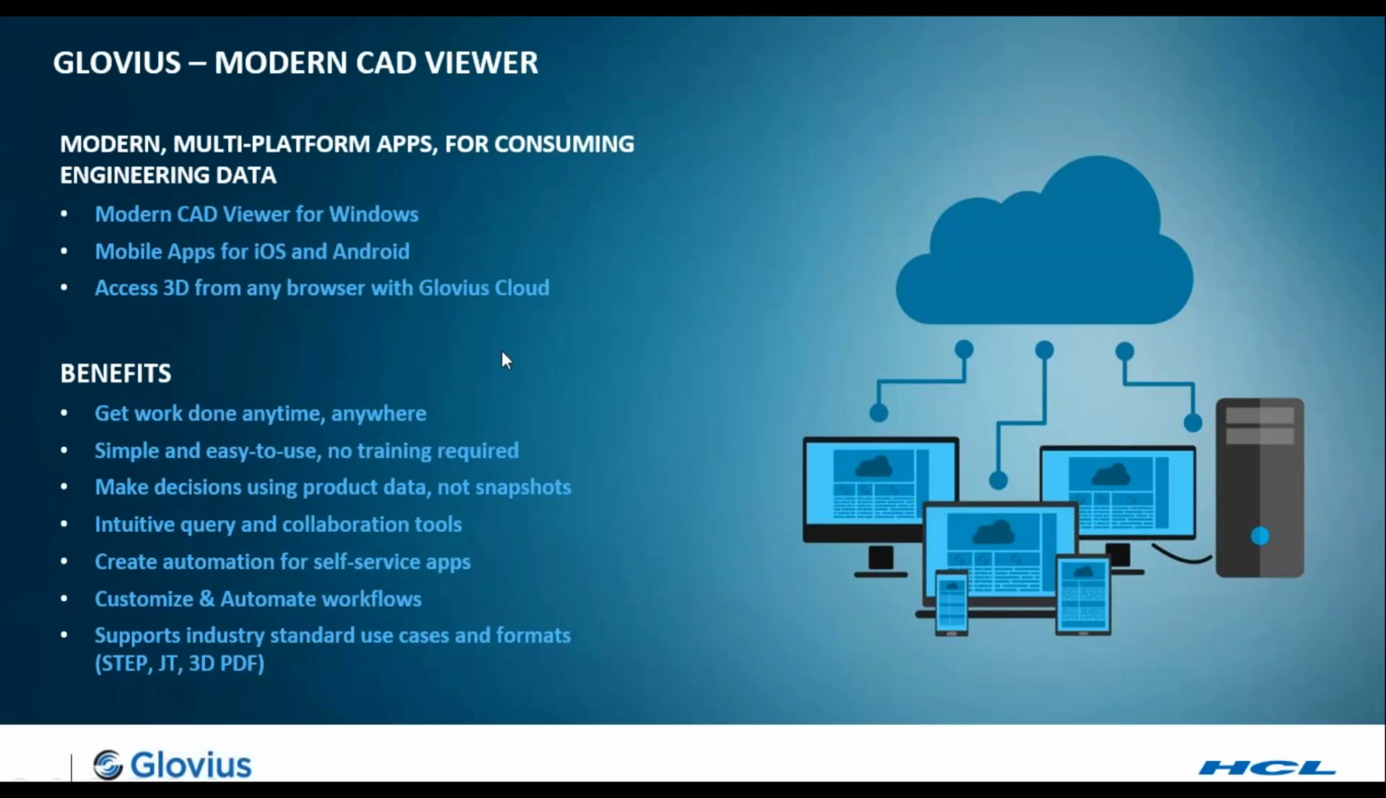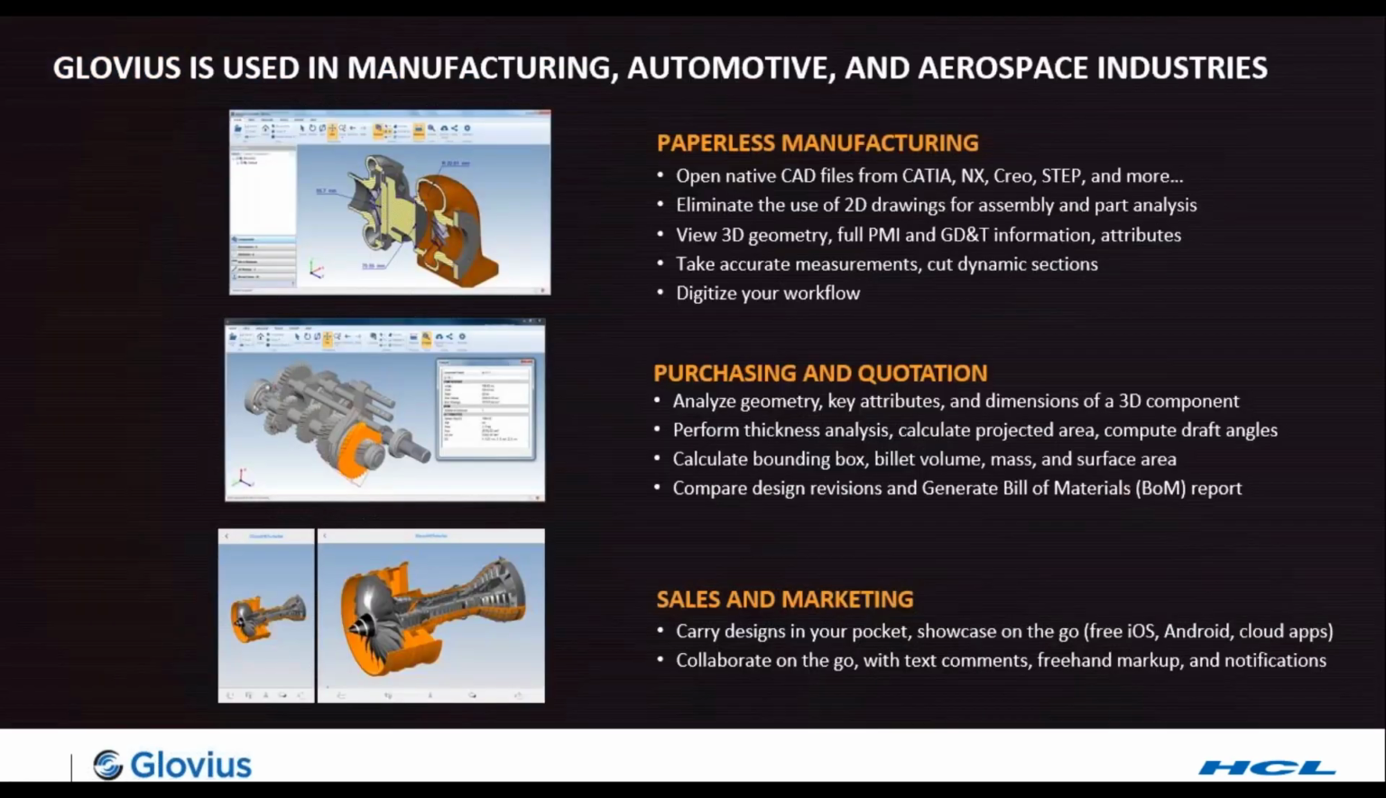So a majority of our users are from manufacturing, automotive, and aerospace industries. At a broad level, they use Glovius as a default application to view the different types of 3D design data that they receive and work upon, either from their OEMs or their suppliers. Leverage the inbuilt tools that are available in Glovius for part and assembly analysis and collaborate on the go. Our real-time notification system helps them stay connected with their teams and directly collaborate on the 3D design data.